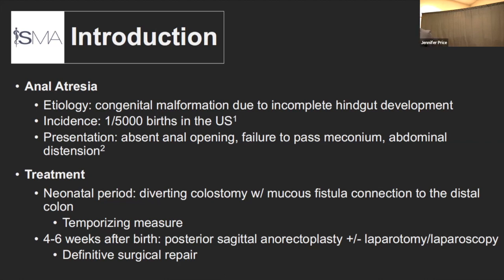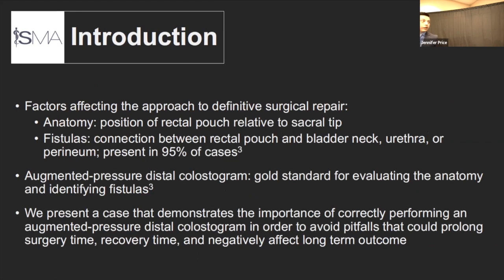to stabilize for a more extensive surgery, which is the posterior sagittal anorectoplasty, which is just the posterior approach to this repair. And this could be with or without laparoscopy, which is the anterior approach. So factors that will change how we approach surgery depend on two main ideas: the anatomy of the rectal pouch, and then the presence of any fistulas, which is present in 95% of cases. So most likely will be there, and can be anywhere from the bladder to the urethra and the overlying skin.